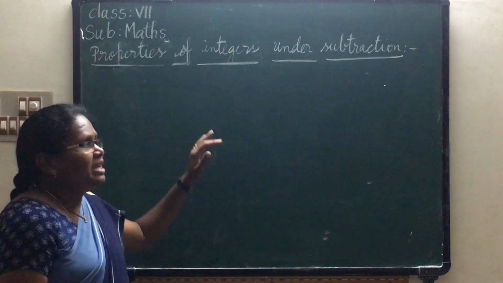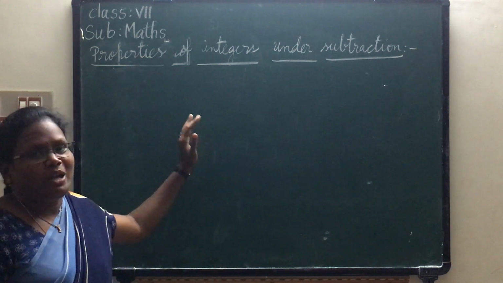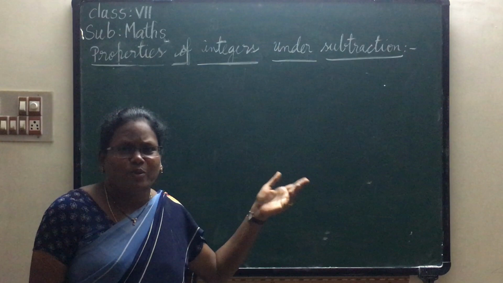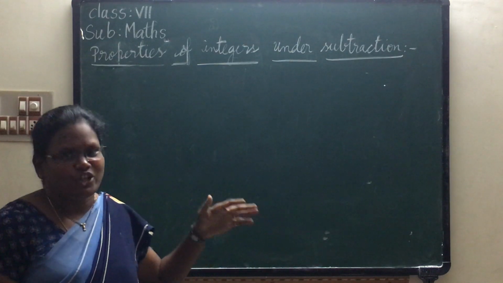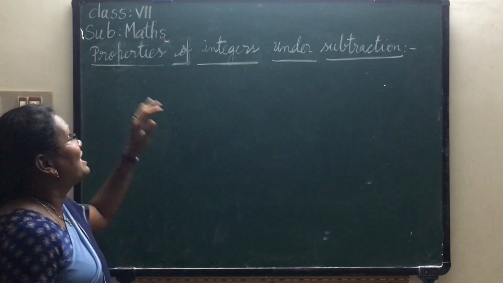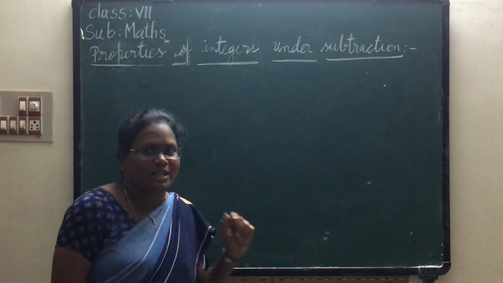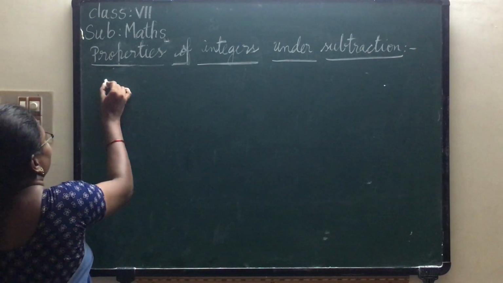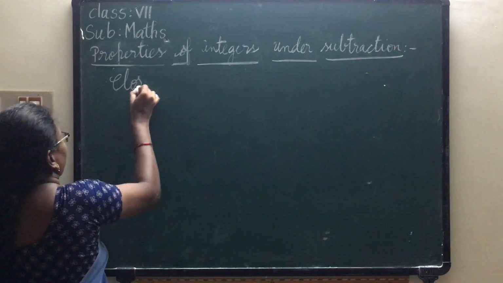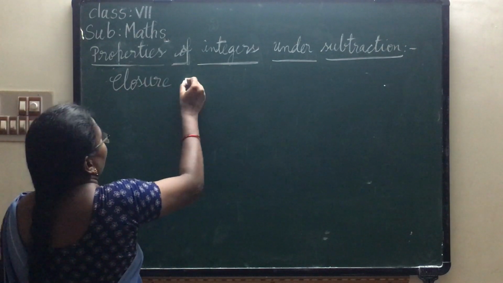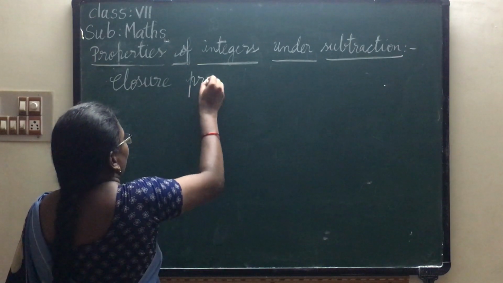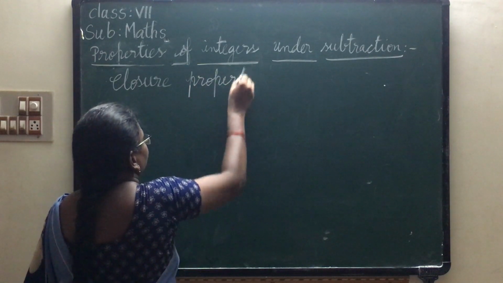Good morning, children. Next, before class, we have to learn properties of integers under addition and properties of integers under multiplication. Now we have to learn, in this class, properties of integers under subtraction. The first property is the closure property. Which property, children? Closure property.